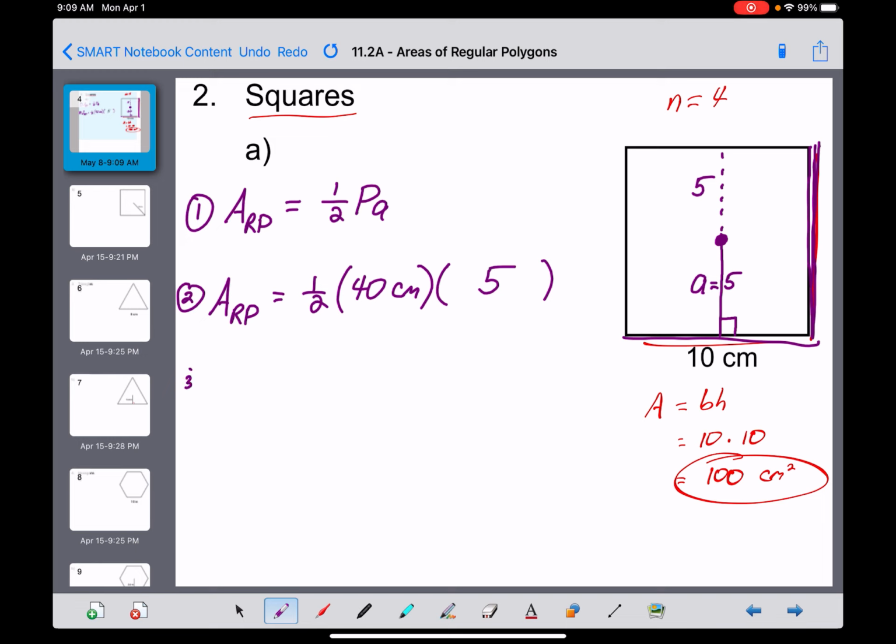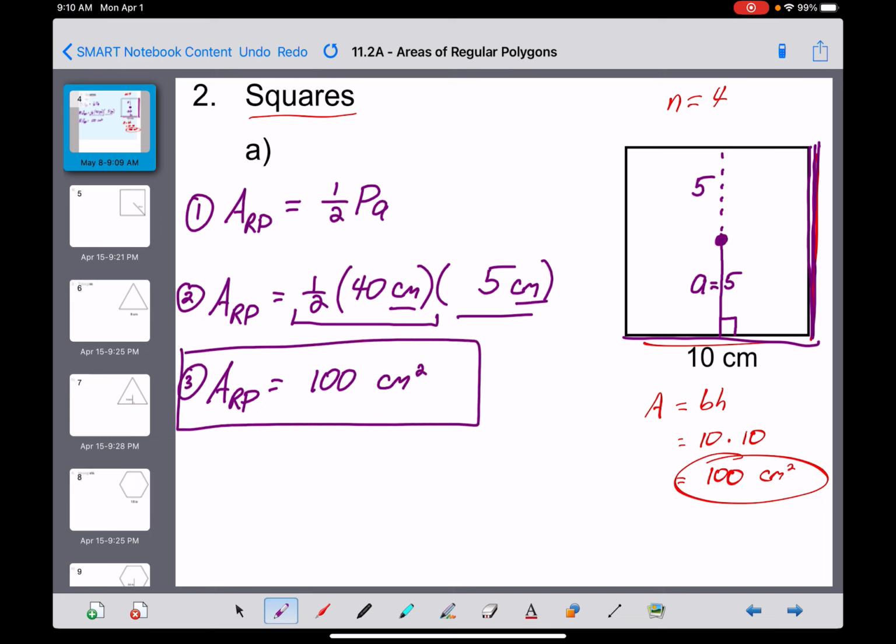And that should be everything that we need here to go ahead and multiply this out. And I think I can do this in my head, guys. Half of 40 is going to be 20, and 20 times 5 is going to be 100. That was centimeters times centimeters. So 100 square centimeters is the area of that square. Okay, that's what we're dealing with there.